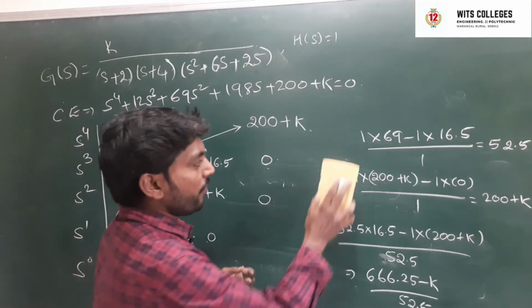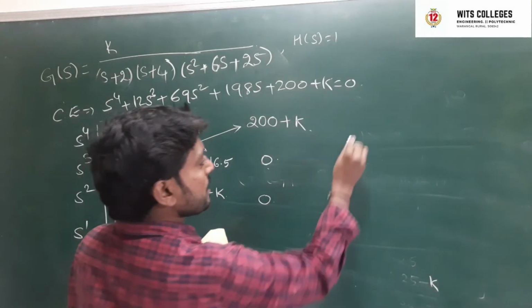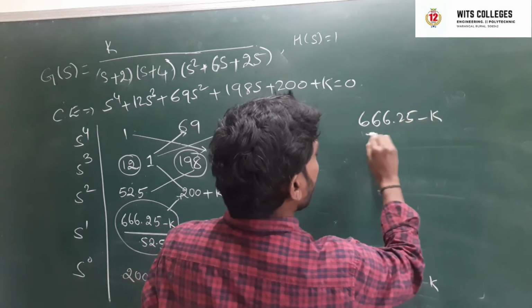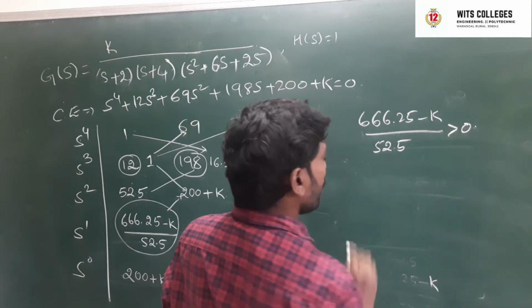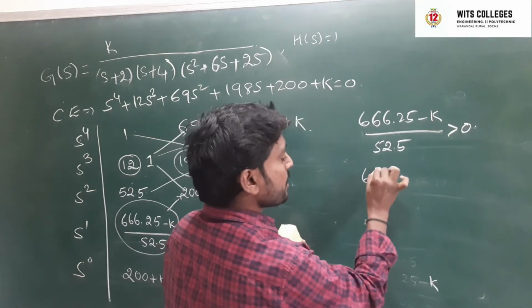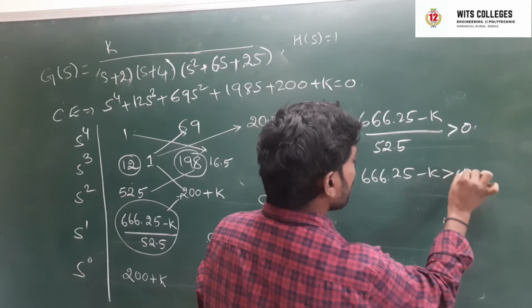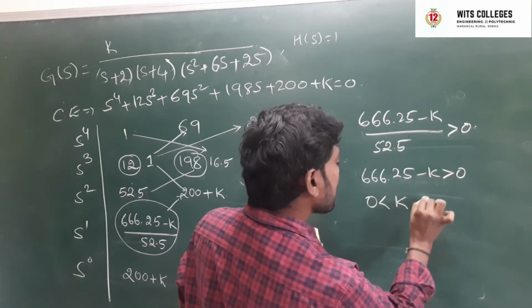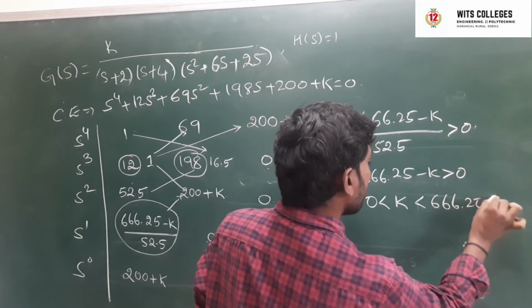In order to find the value of k, first we consider (666.25 - k)/52.5 greater than or equal to 0. So 666.25 minus k is greater than or equal to 0. Here the value of k is 0 less than k less than 666.25. This is the one value.